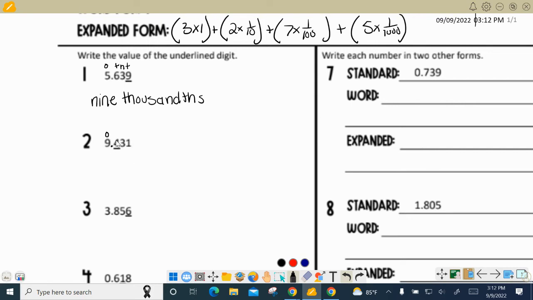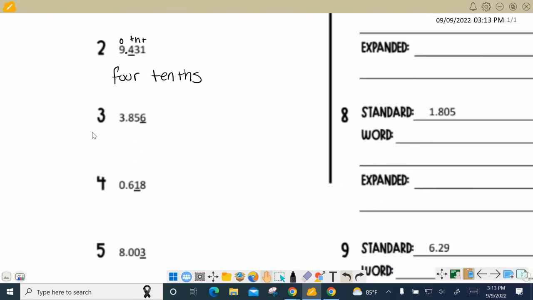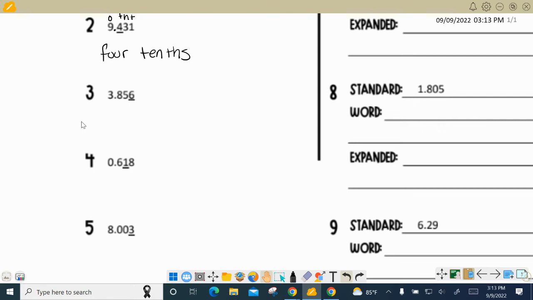Now number 2, we can see that the 9 is in the ones place. We have our decimal point. The 4 is in the tenths, 3 is in the hundredths, 1 is in the thousandths. So I know that 4 is in the tenths, so 4 tenths is the value of that 4 in the tenths place. I think you probably have a really good handle on this. I'm going to have you do the next 3.